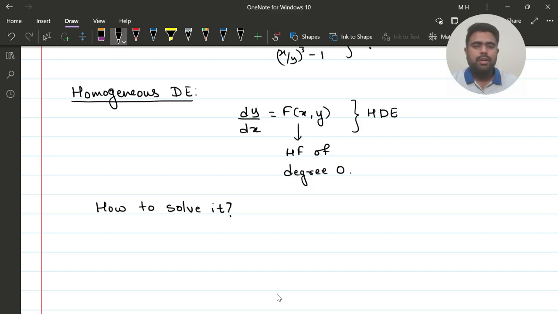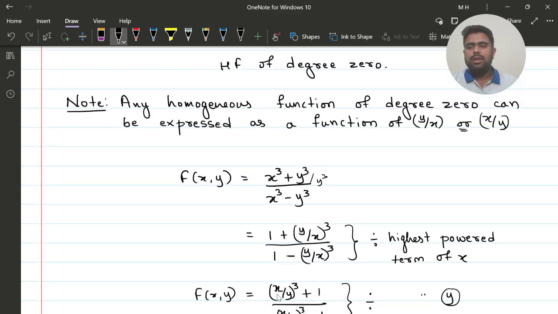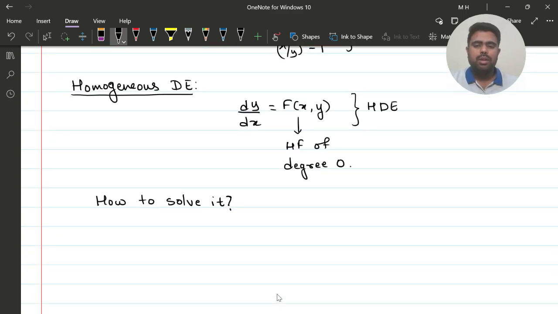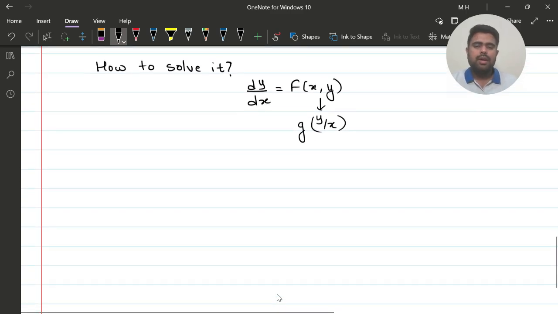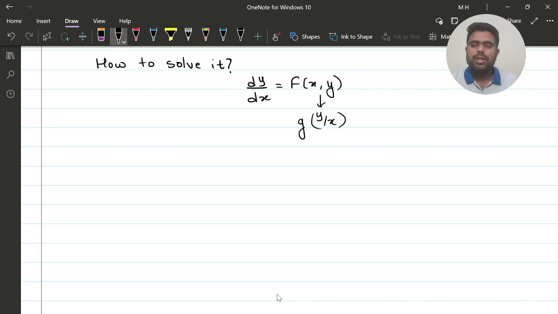Now, we know that f of x comma y is a homogeneous function of degree 0, right? Here we have seen in the notes that any homogeneous function of degree 0 can be expressed as a function of y by x. So if we have dy by dx equal to f of x comma y, definitely this f of x comma y can be expressed as a function of y by x, let's say g of y by x. So what we will do is, we will first express this as a function of y by x.